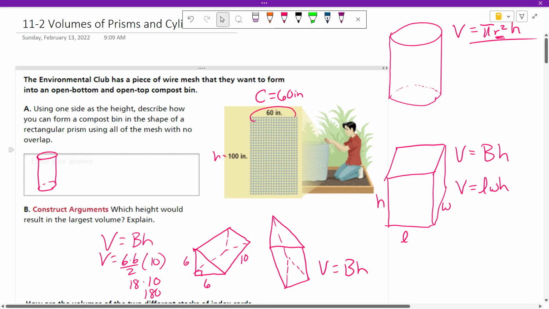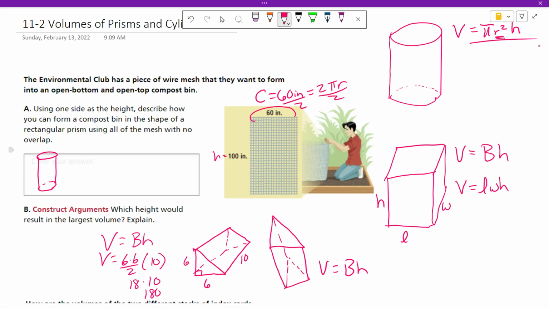Yeah. Circumference equals 2 pi R. So if we divide by 2, pi R equals 30. If we divide by pi, R equals what? Calculator time. What's 30 divided by pi? 9.5 sounds good to me.